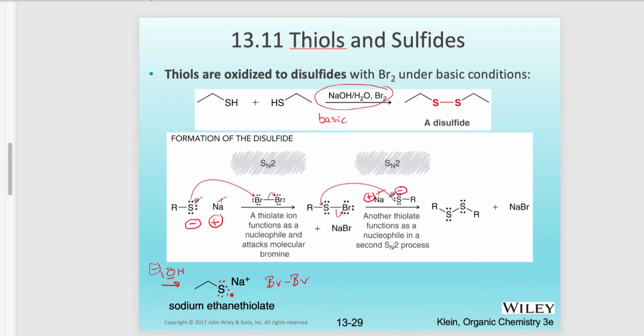Basically, it's a net Br plus addition, attacking one bromine, breaking off the bond to the other bromine. So that's exactly what's shown, what's then shown here as a product.